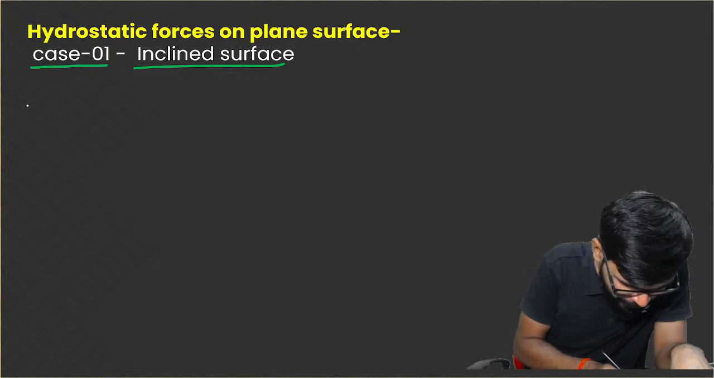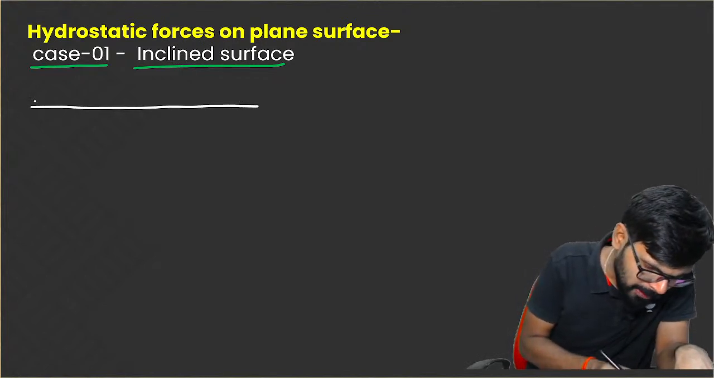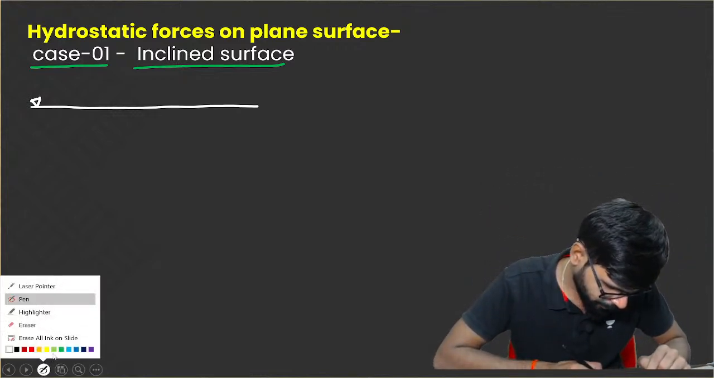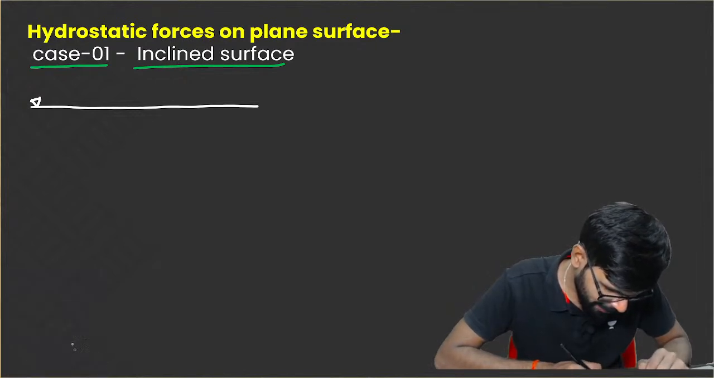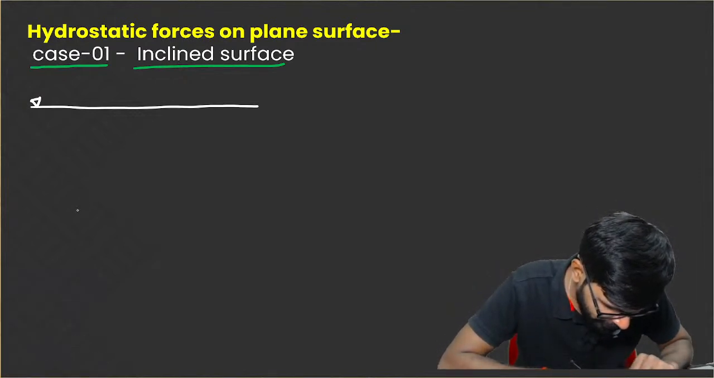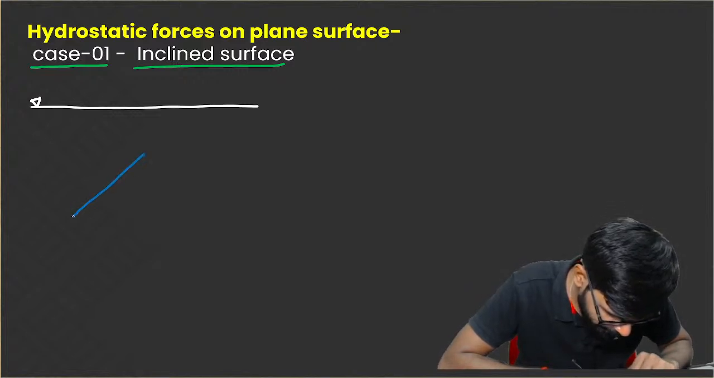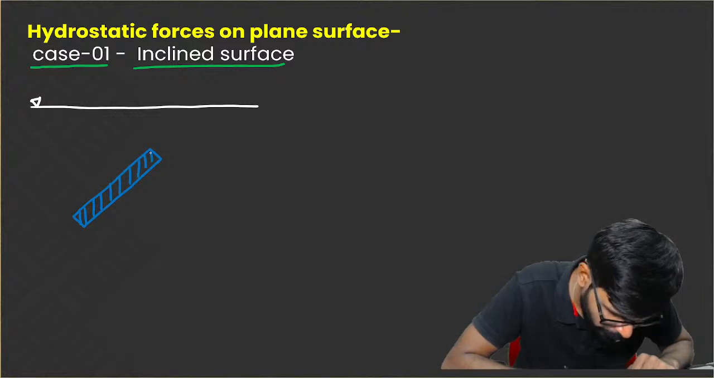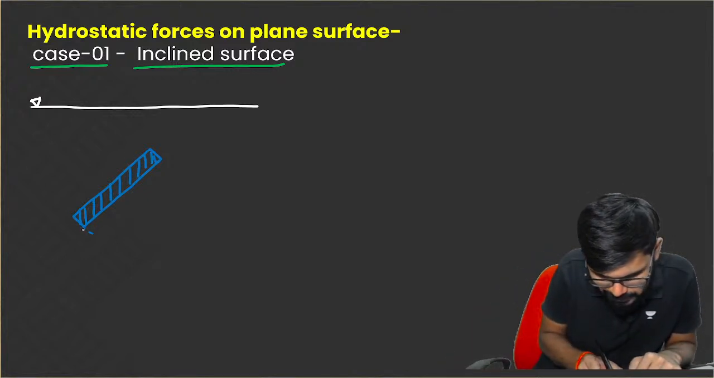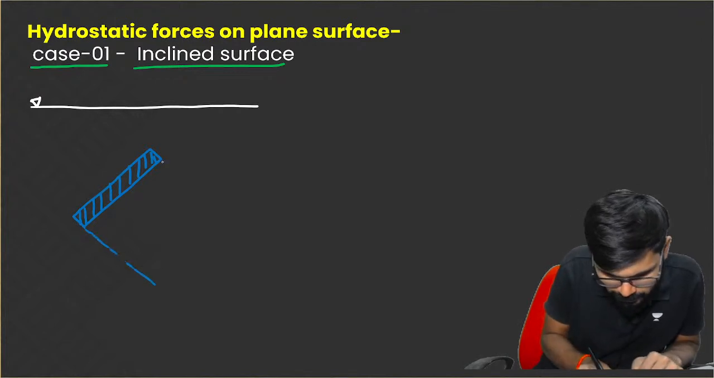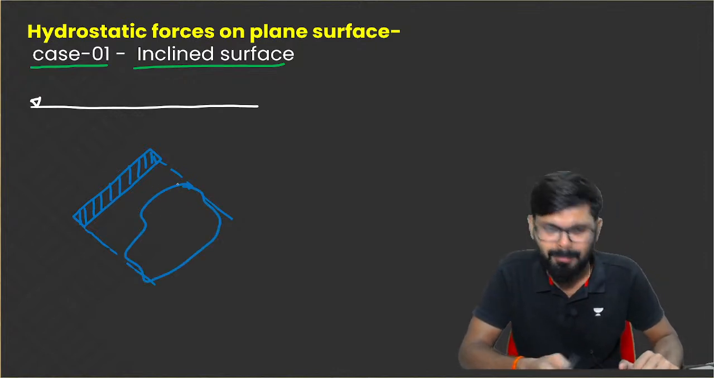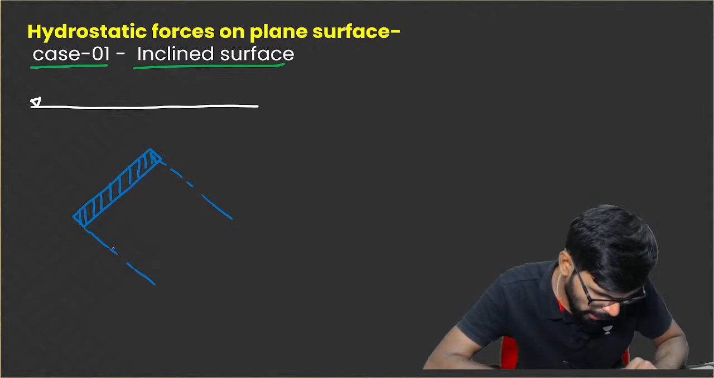Let's say this is the free surface, beta. Listen here, Champak. This is a free surface, and here we have a surface like this. This is the surface, right? This is one particular body. If I draw its cross section, it will come something like this. It may be any random shape, something like this also. But I am drawing an easy one to make you understand.